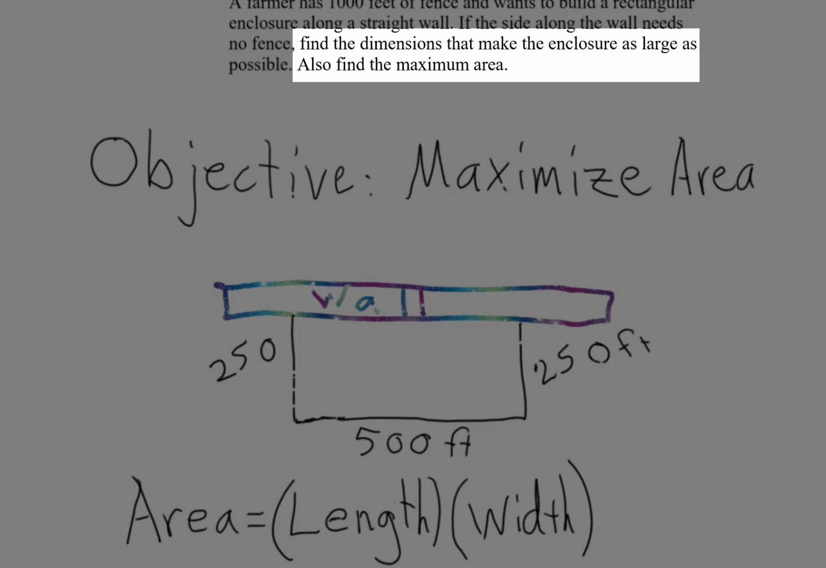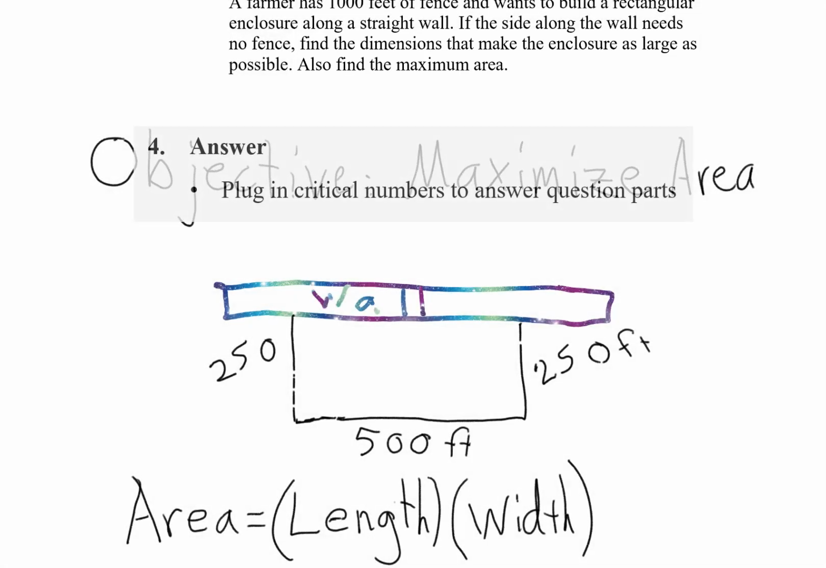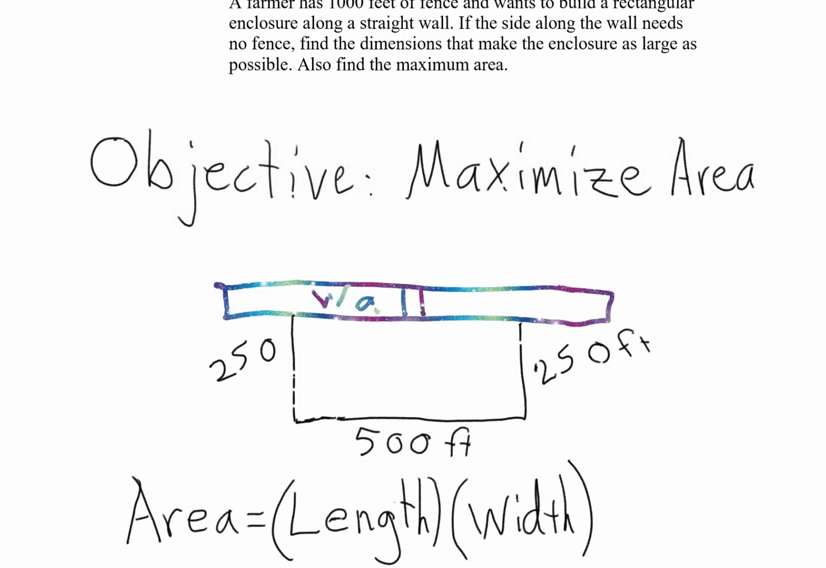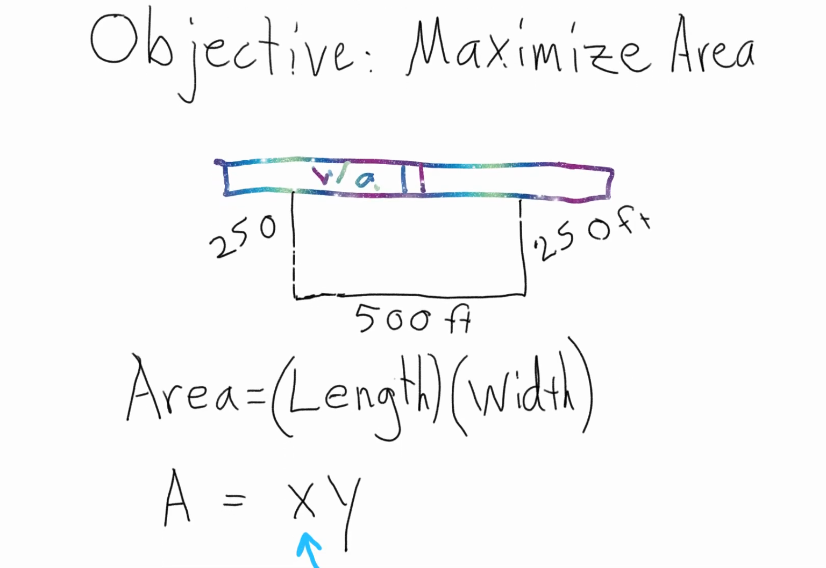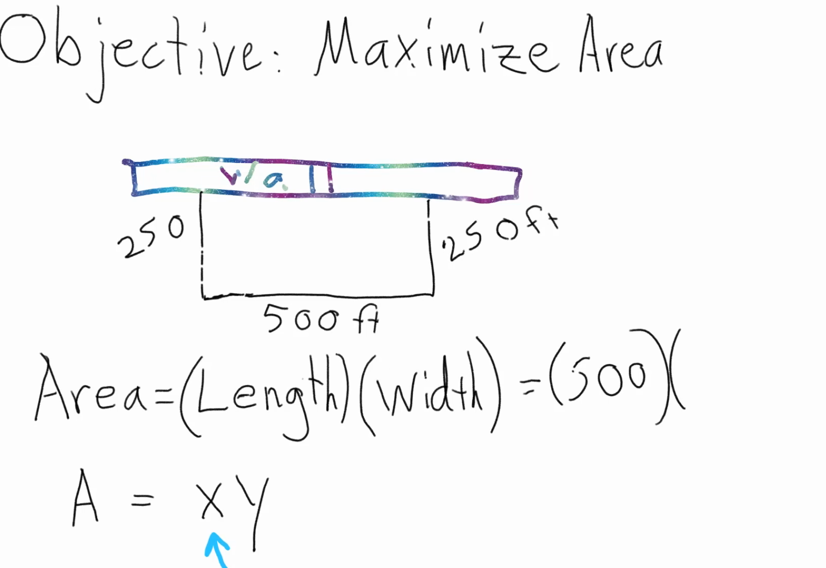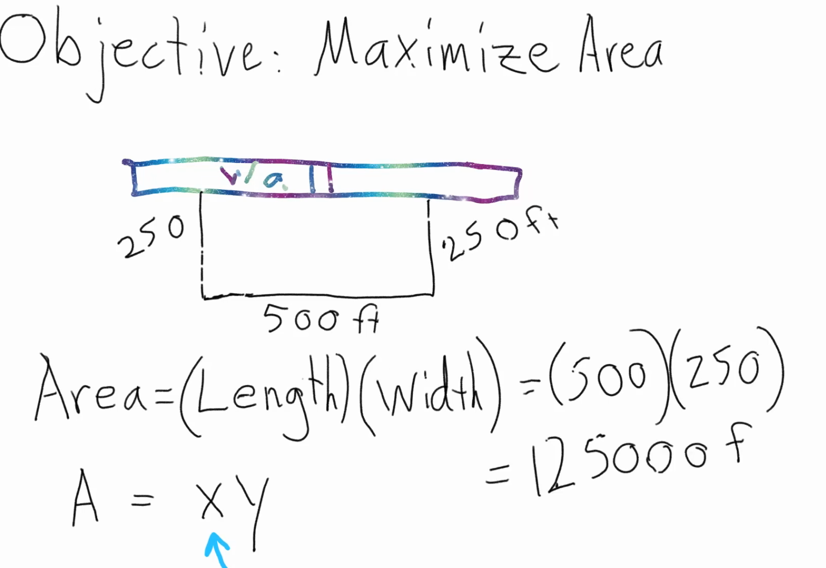The last thing we need to do is find the maximum area. So here we're in step 4. We're using these critical numbers to answer the question parts. To find the maximum area, we just take the length times the width and multiply them together. So 500 times 250 for a total area of 125,000 feet squared. So the area of the space in here is 125,000 feet squared. And that's it.